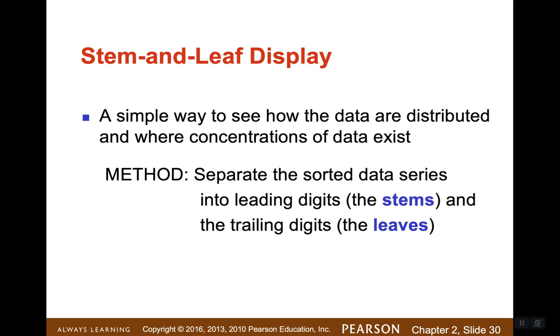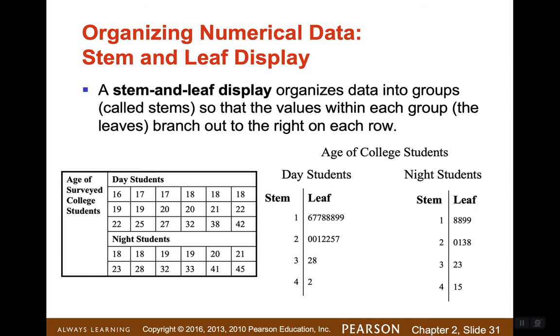So just an example of stem and leaf. We separate the sorted data series into the stems, the leading digits, and the trailing digits. So we've kind of created a set of groups and organized the values within each group.